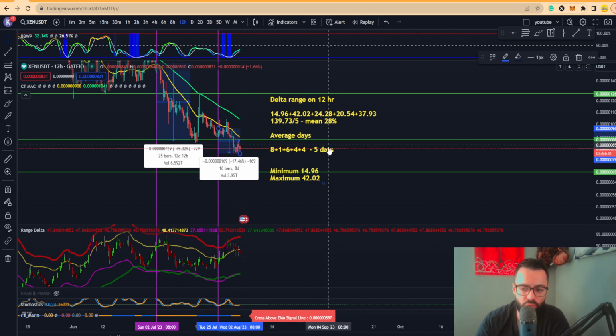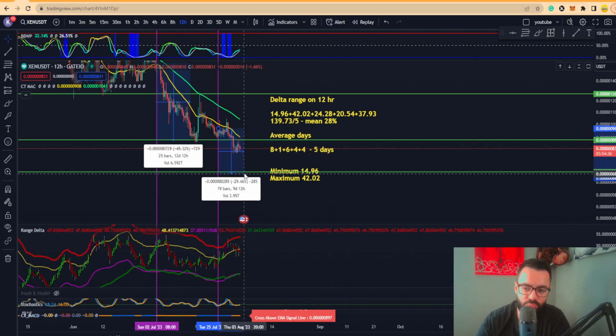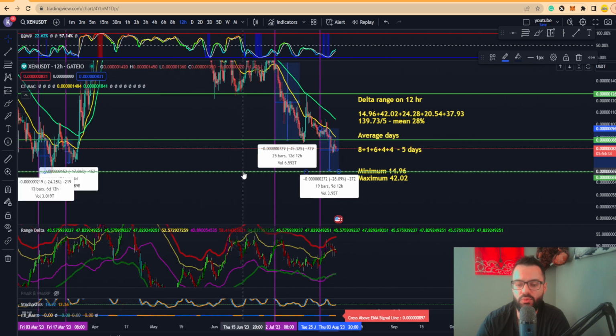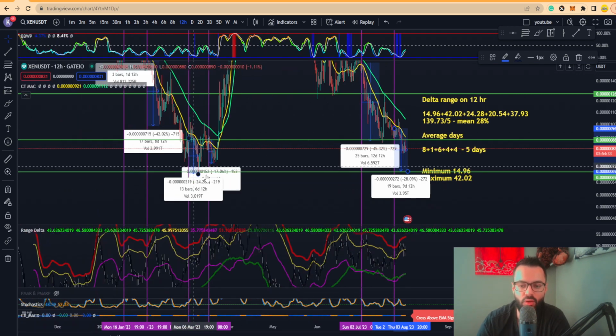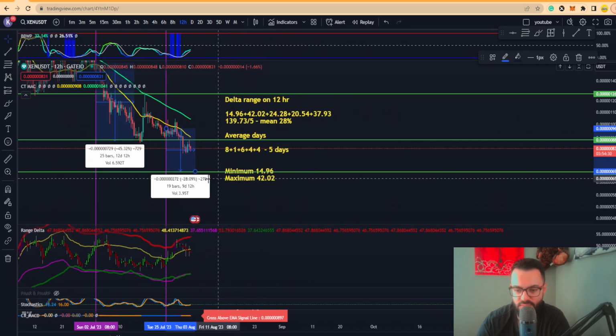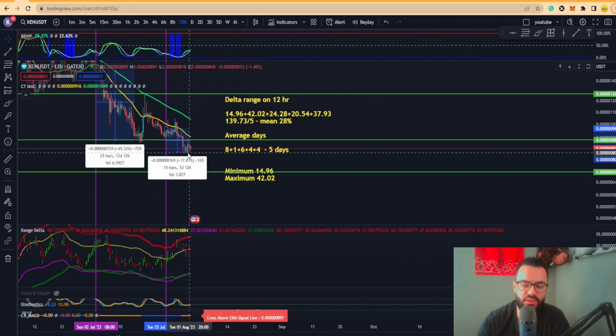But the average move would bring you about 28% to the downside, which would see you get close really to all-time lows for ZEN. We've been discussing this for a very, very long time. So with that being said, when can an actual bounce be expected?